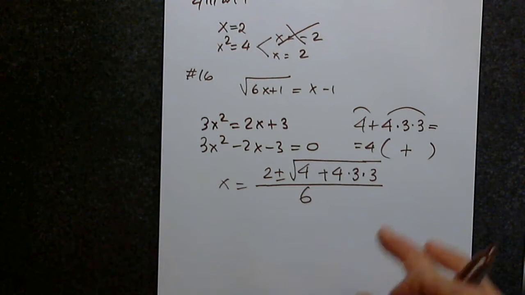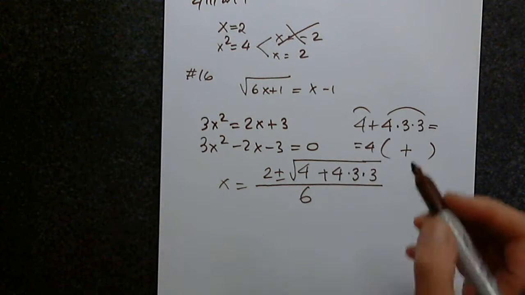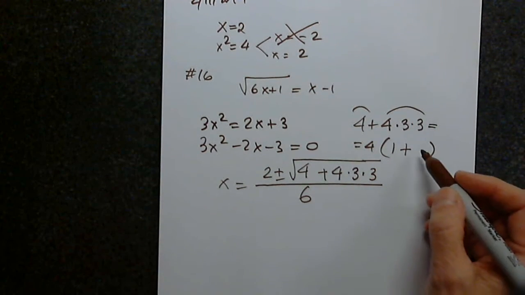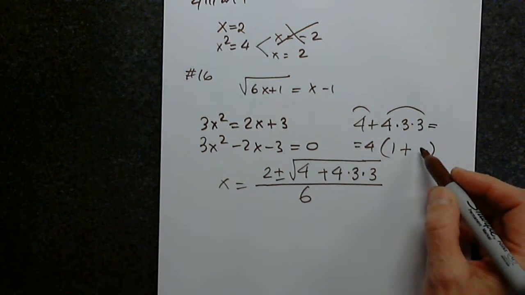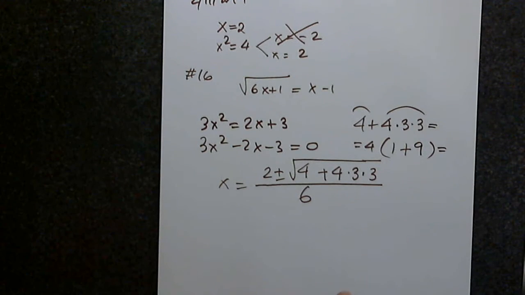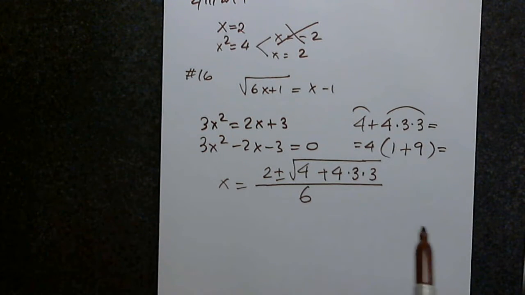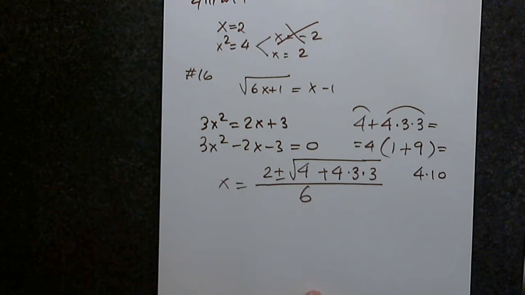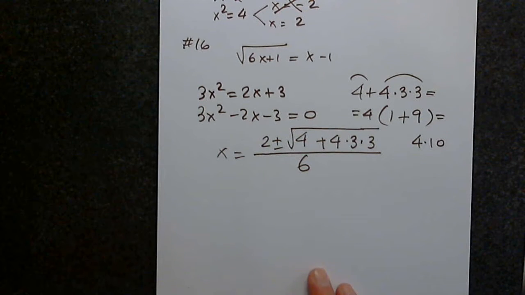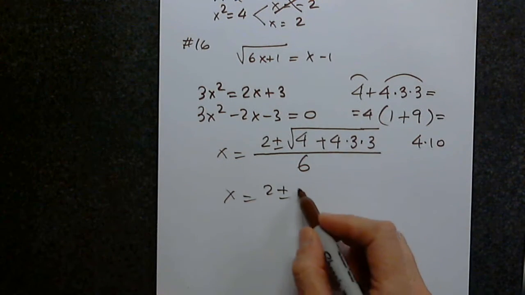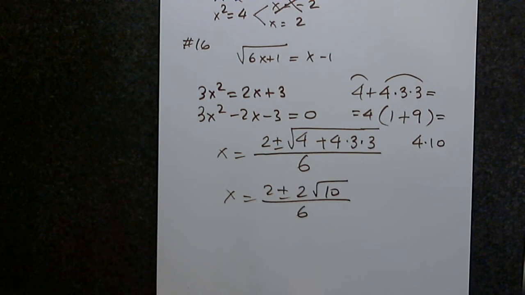From the first term, 4 times what is 4? 1. Correct. 4 times what is 4 times 3 times 3? Obviously 3 times 3, which is 9. So then the answer for now is 4 times 10. Why do I want it that way? Because if I write it as 4 times 10, I can simplify it easily. If I write 40, I still have to write it as 4 times 10 anyway, in order to simplify the radical. So I'll write 2 plus or minus, the square root of 4 is 2, and the square root of 10 is the square root of 10.